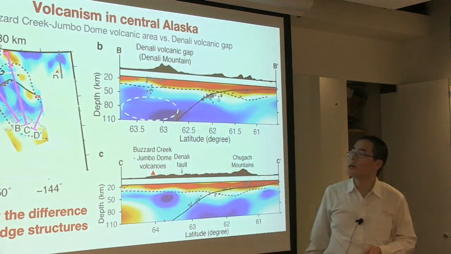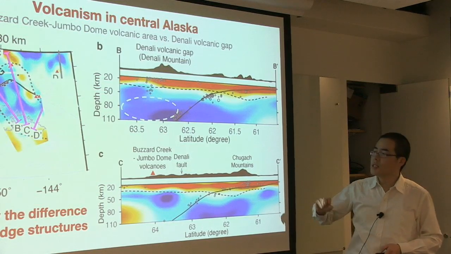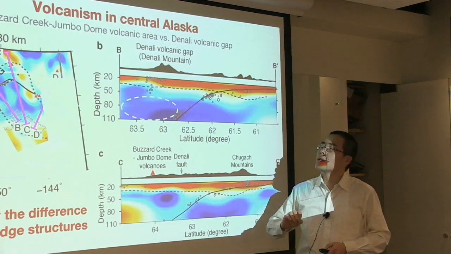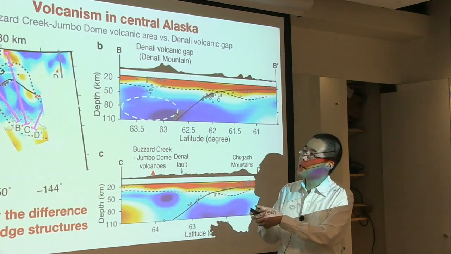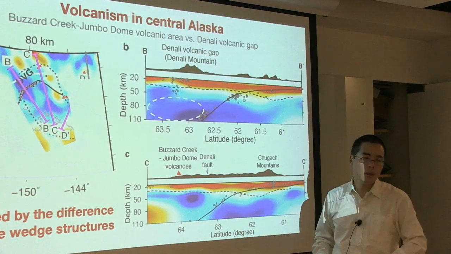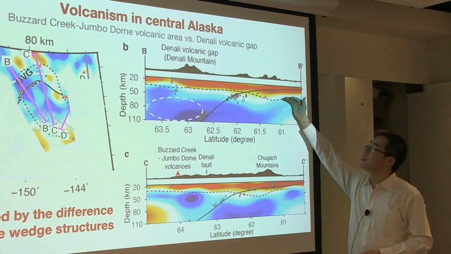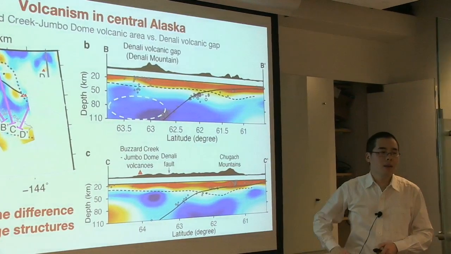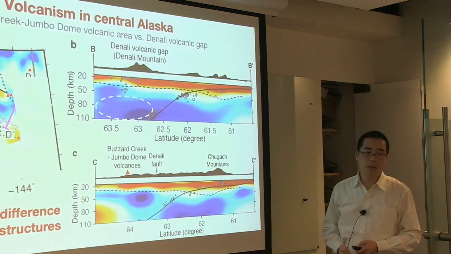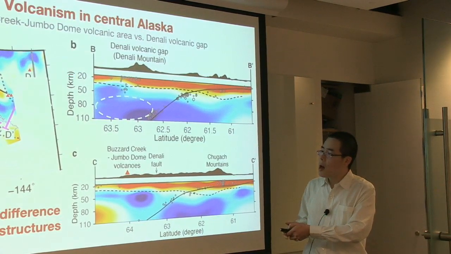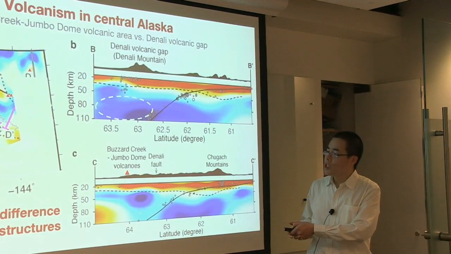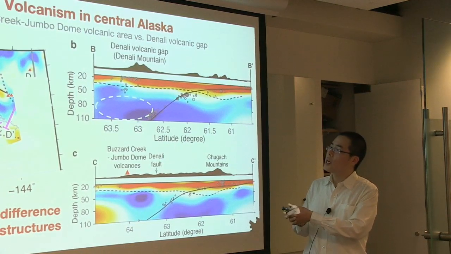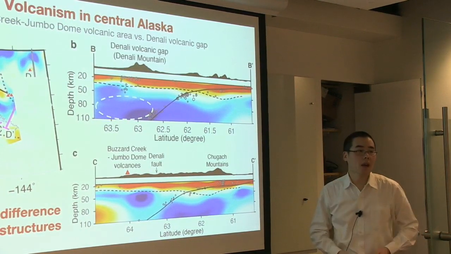However, this flat subduction hypothesis cannot explain the contrast between the Denali volcanic gap and those two volcanoes, because they have very similar slab geometry. They have flat subduction here and here as well. The main difference we see here is buried in the mantle wedge, where we see much lower velocity in general beneath those volcanoes compared to the region beneath the Denali volcanic gap.